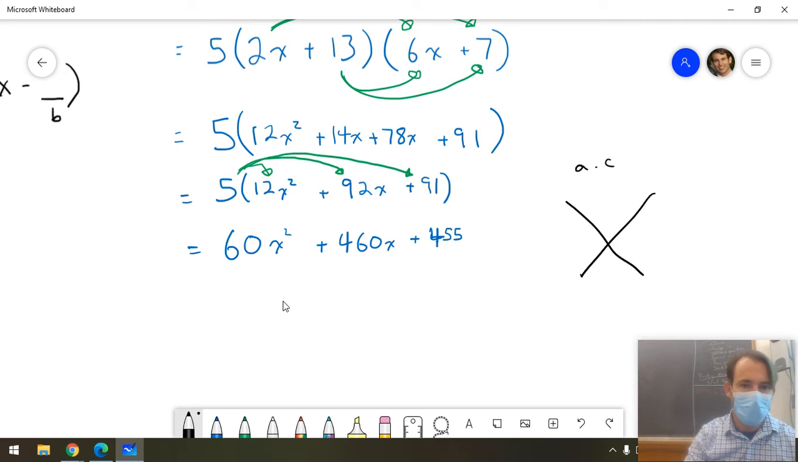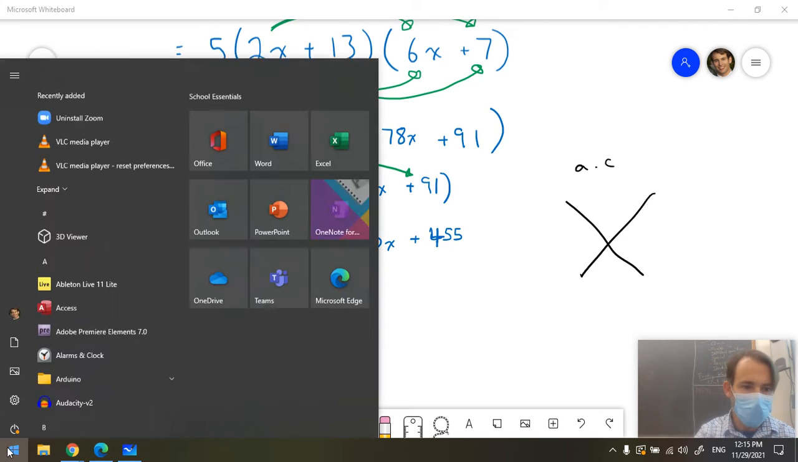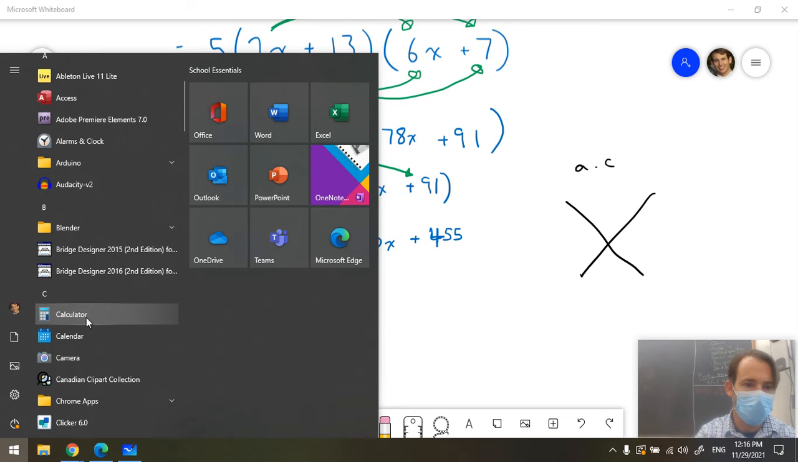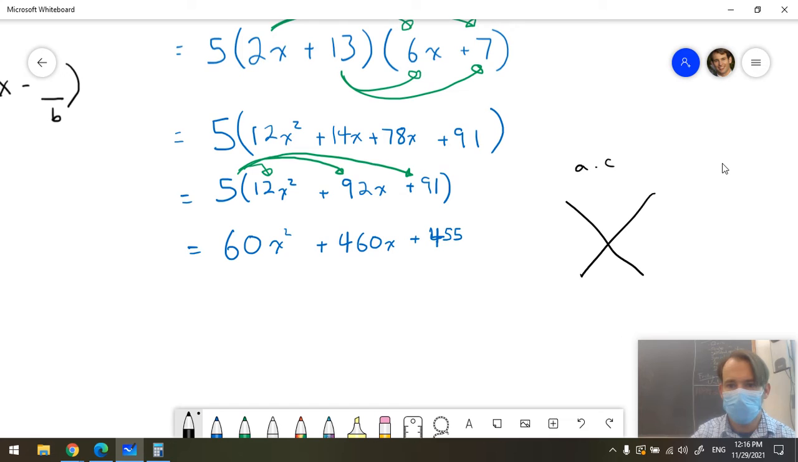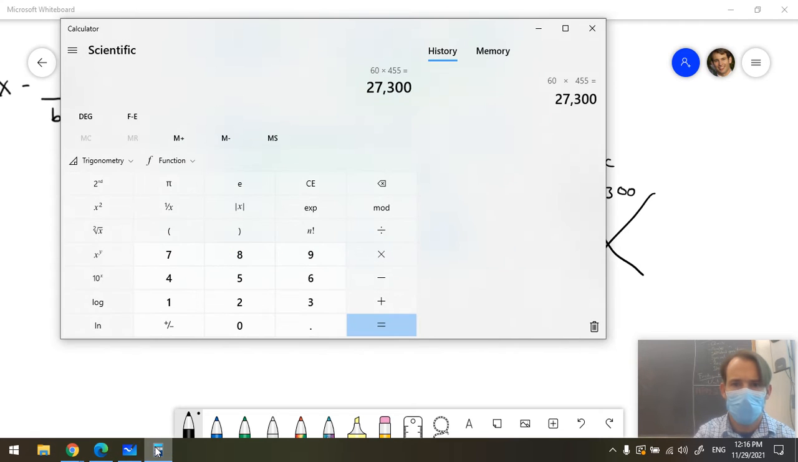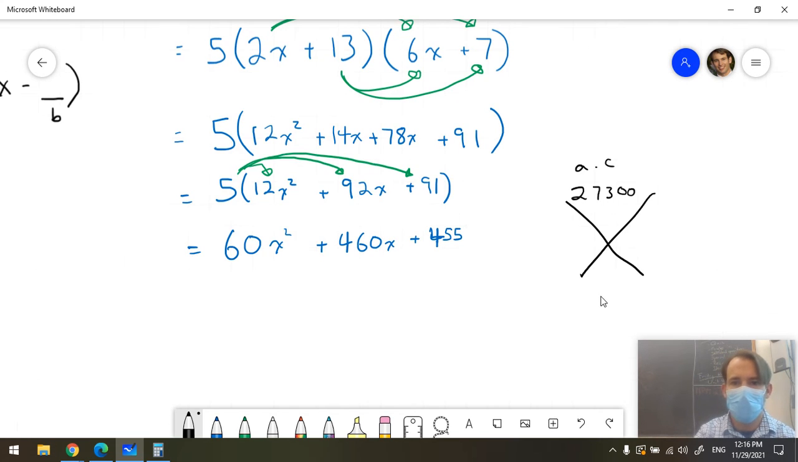455 times 60 is, well, you don't want to watch me stare up at the upper left-hand corner of the classroom while I do that in my head. So 60 times 455 equals 27,300. Is that much? Yeah, okay. And then down here we just have B, which is 460. Now we're looking for 2 numbers that multiply to this and add to that. It's very hard, isn't it?